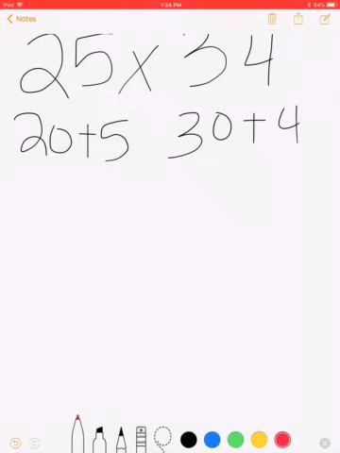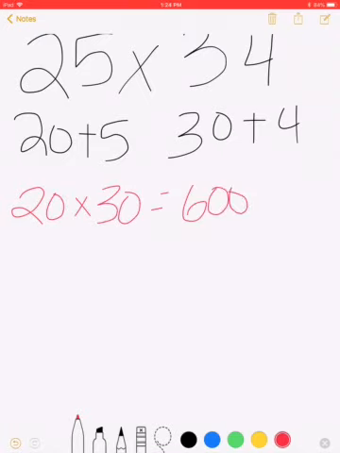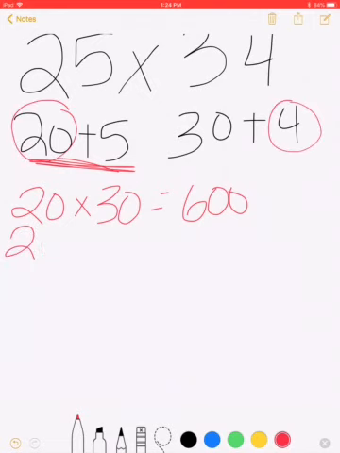So I'm going to start with first doing 20 times 30, which gives me 600. Next, I'm going to use the same thing where I don't multiply numbers that I'm adding together. So the 20 plus 5, I will never multiply 20 times 5. So next I'm going to do 20 times 4, which gives me 80.